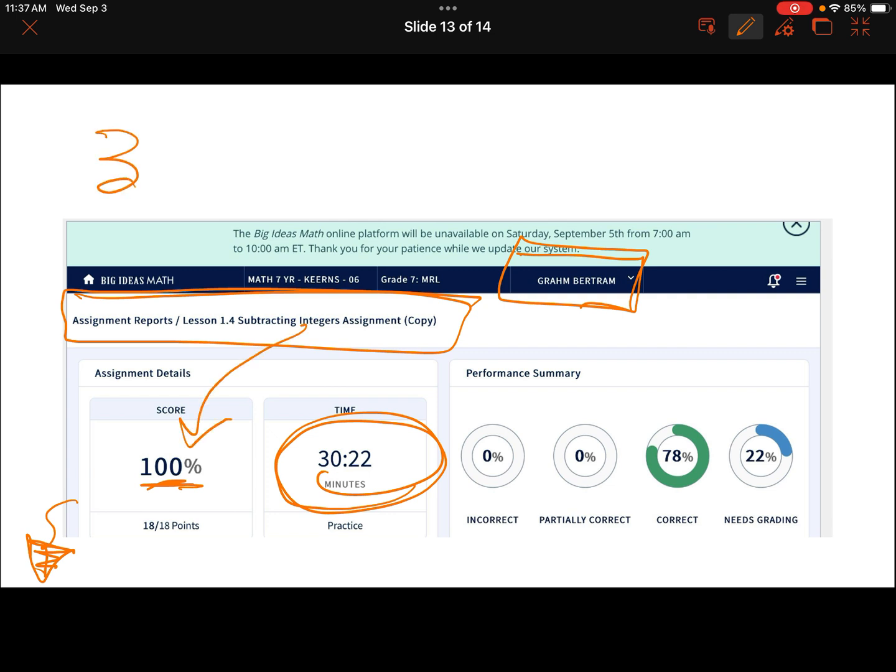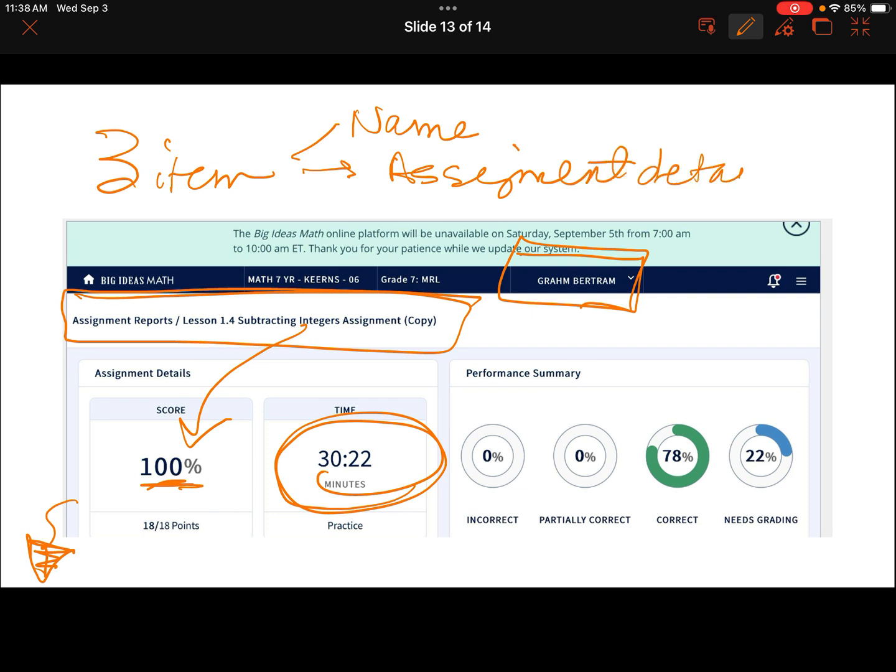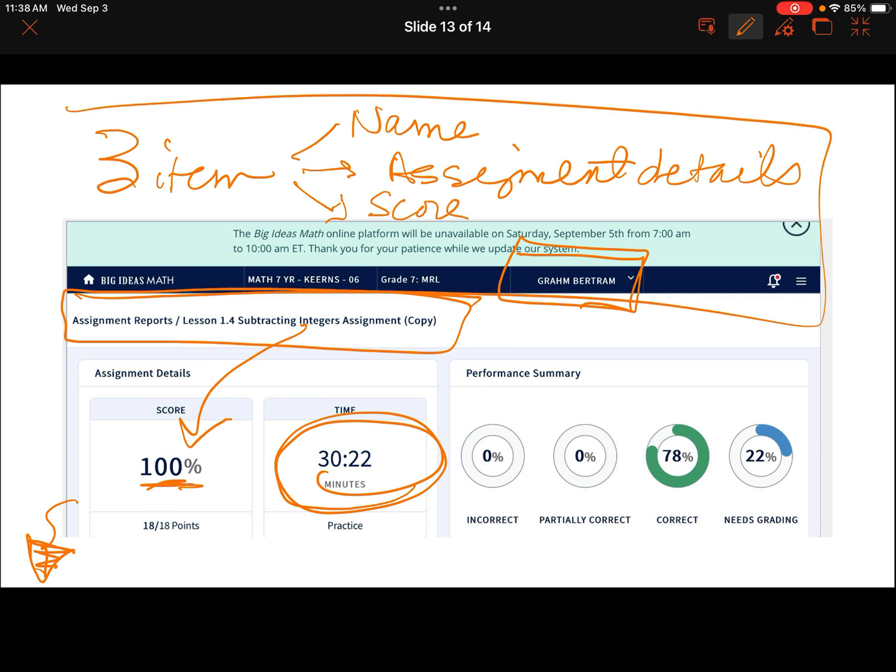Again, 3 items in your screenshot. You got to have your name, the assignment details, so I know it's not the same picture over and over and over. And it's got to have your score. That will be one picture. And then the second page or third or fourth will be your work paper.